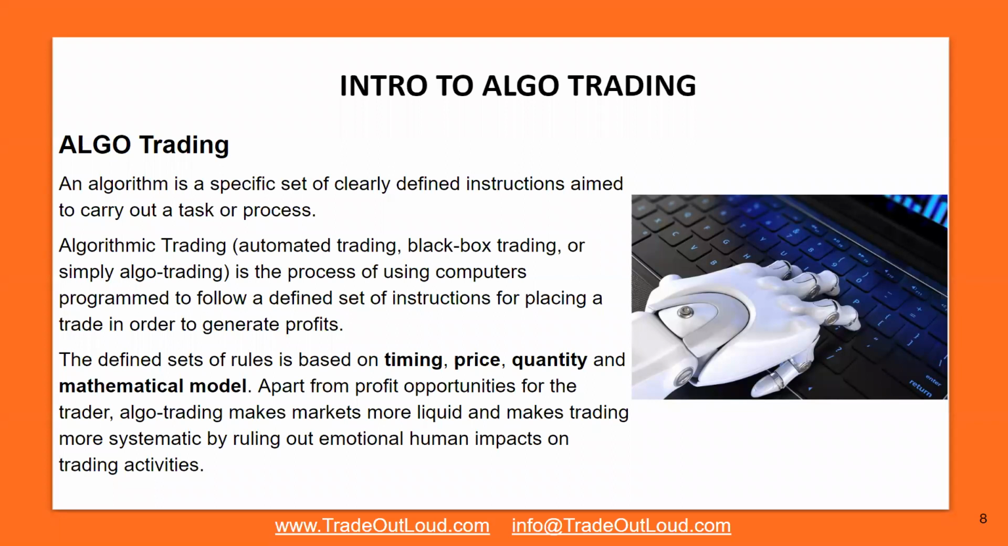Algorithmic trading, there are many forms of algos. Some are automatic trading systems, some are black boxes, some are gray boxes, okay? So defined set of rules is based on, so any algorithm, if you ask any algorithm creator out there, any programmer, it is defined by a really strict, precise set of trading rules.